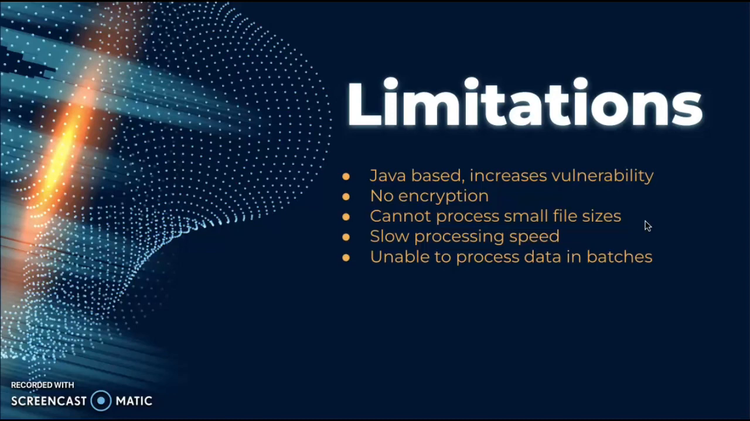The next limitation is its slow processing speed. So for example, when running MapReduce, a lot of time is needed, increasing the latency. And the last limitation that I found was it's unable to process data in real time, since the processing is done in batches. Apache Spark and Flink are able to perform real-time data processing, which makes up for this.